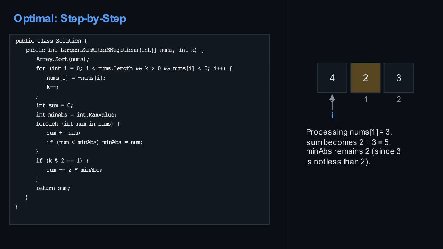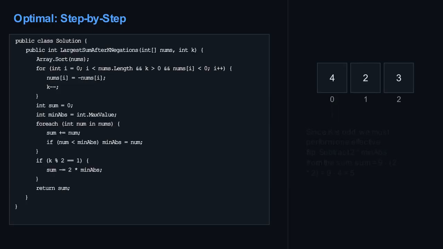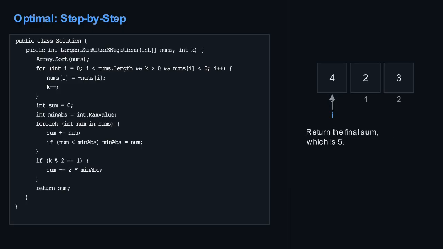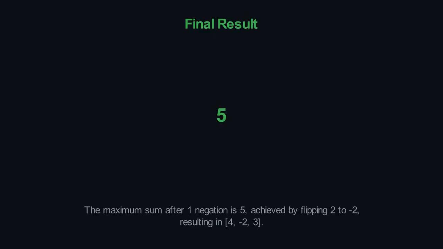Since k is odd, we must perform one effective flip. We identify the smallest absolute value in the current array, which is 2. We subtract twice this value from our sum. 9 minus 4 equals 5. This matches the expected maximum sum. The final result is 5. This is correct because we were forced to flip the smallest available number, minimizing the loss to the total sum.